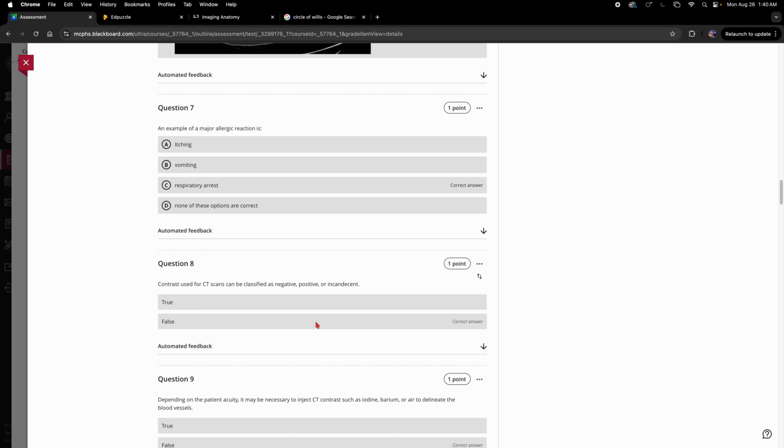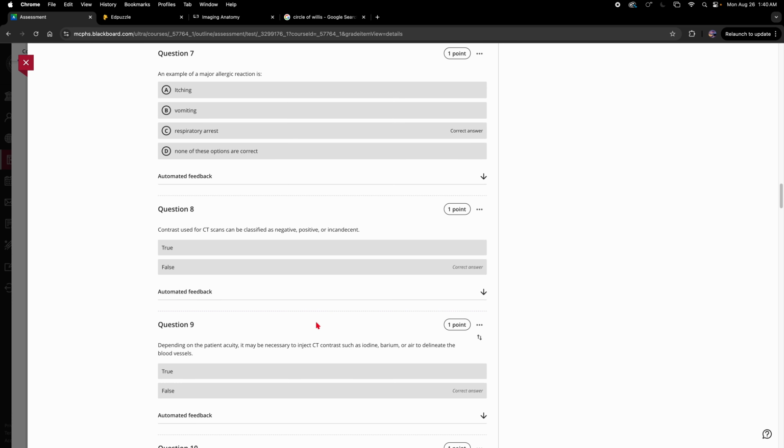Question 8. Contrast agents for CT scans can be classified as negative, positive, or incandescent. Incandescent would mean this answer is false. Negative meaning it would not absorb the radiation, so it shows up as black, that'll be air. And positive meaning it has a high attenuation profile, which means it shows up as white, like barium or iodine.